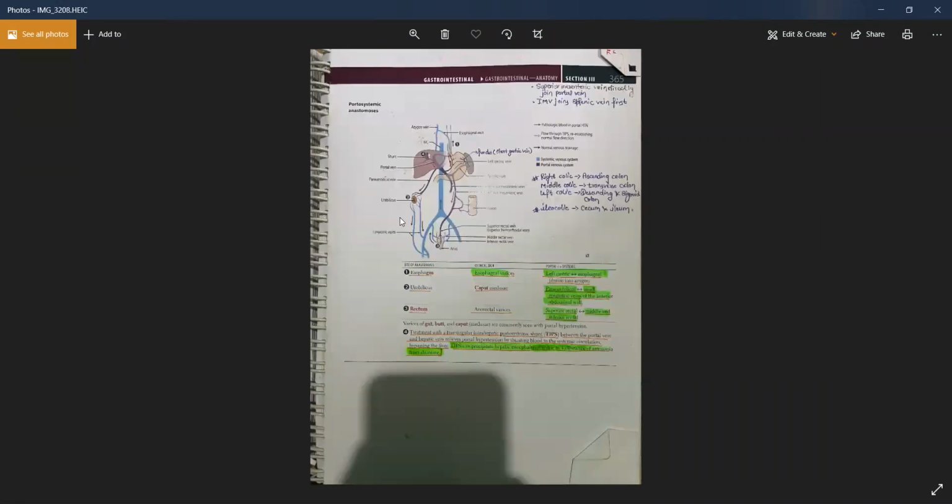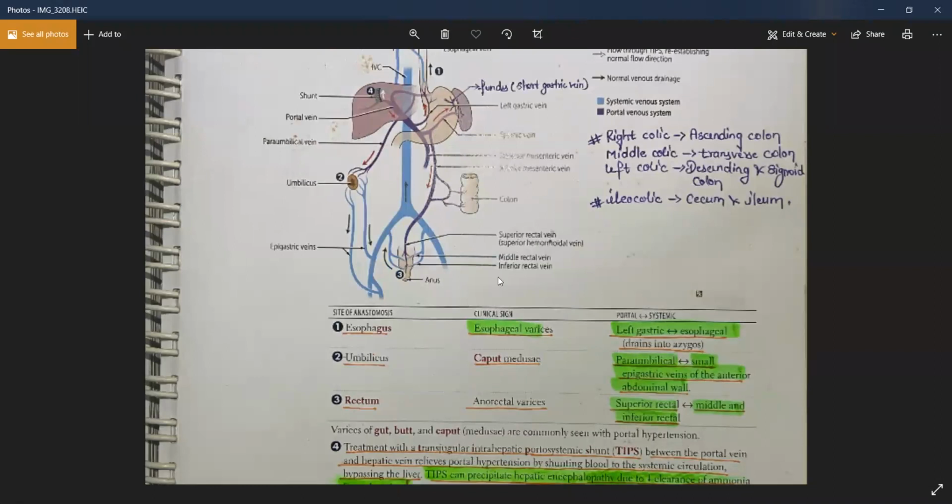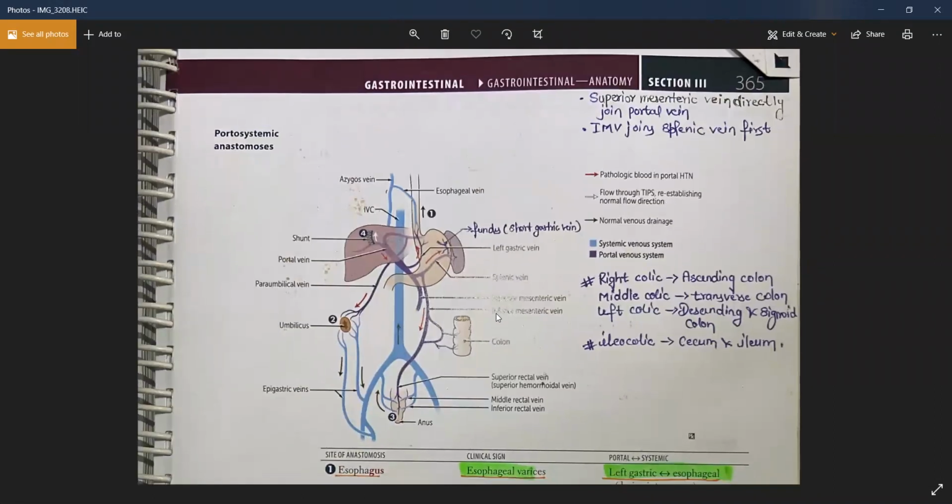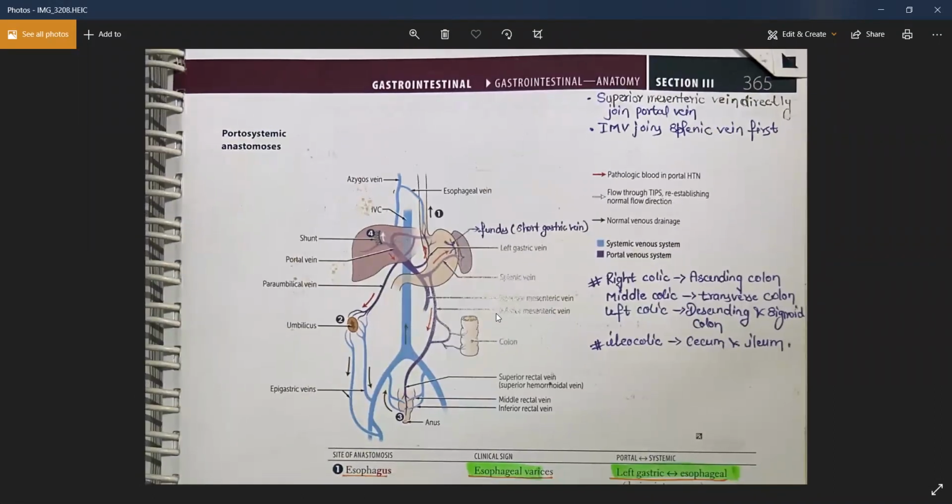Okay, now you need to know about the portosystemic anastomosis. Very important. From your intestine, the veins will drain the blood. In most of the parts, when they drain the blood, they will ultimately drain it into the portal circulation, into the portal veins. These portal veins will carry the blood to the liver, where the detoxification of the blood will happen.